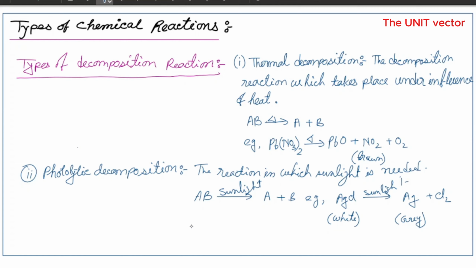If we take another example, say silver bromide, AgBr. Again, if we expose this to sunlight, then it decomposes to silver and bromine. So if we balance the reactions, then this will be the balanced chemical equation. And again, this will be the balanced chemical equation for this reaction. Now, if we see these two reactions, silver chloride and silver bromide, these two reactions are used in black and white photography.